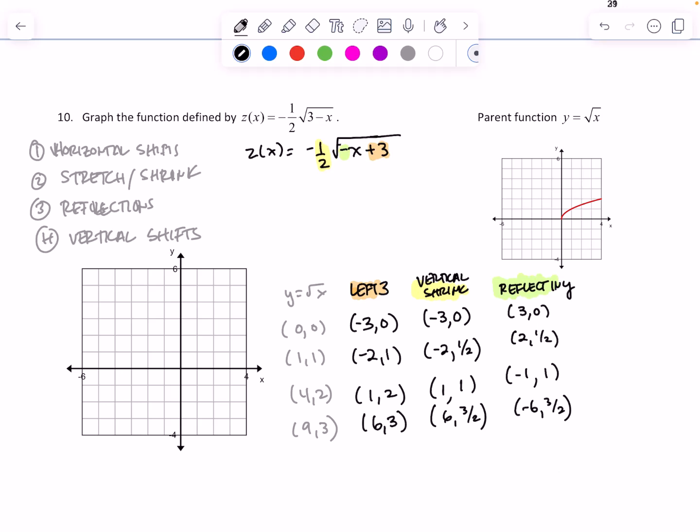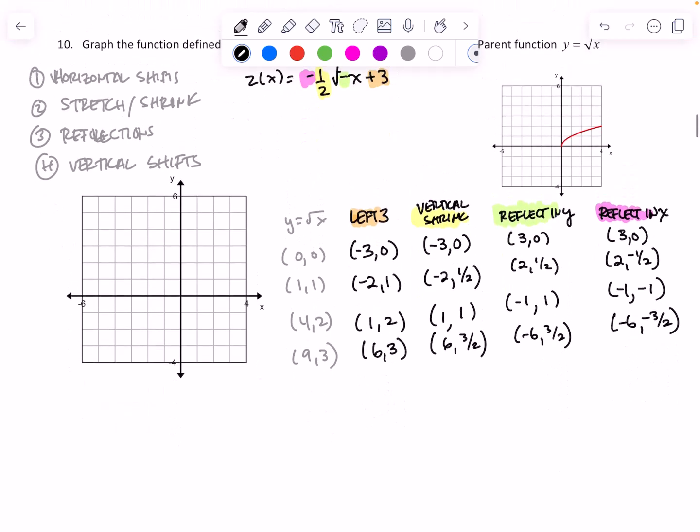All right, last but not least, we've got one more reflection, hanging out on the outside there, right out here, that is a reflection in the x-axis. So that is going to flip this thing over the x-axis. It's going to change all of their signs. So we're going to end up at 3, 0. We're going to end up at 2, negative 1/2. We're going to end up at negative 1, negative 1. And we're going to end up at negative 6, negative 3/2.